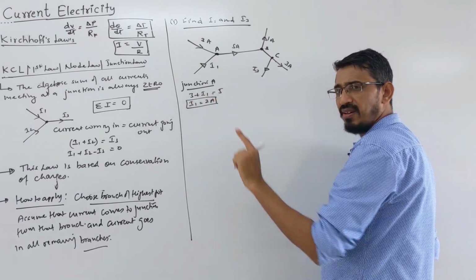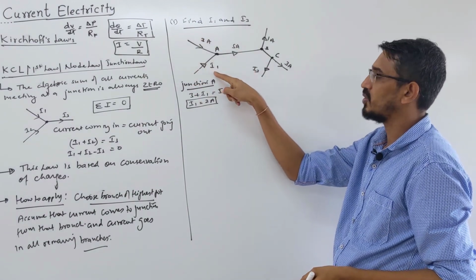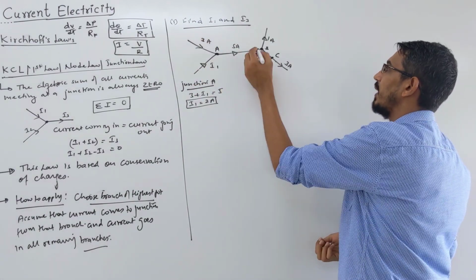So obviously no need for calculations once you understand. 3 plus 2, that should be 5, which means this current should be 2 ampere, okay? 5 ampere current coming.